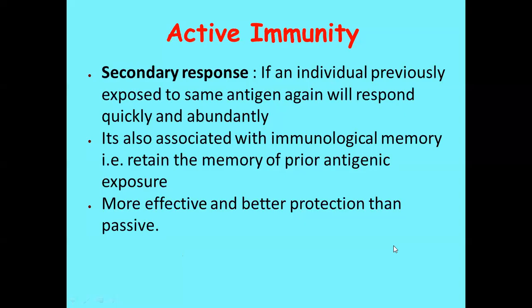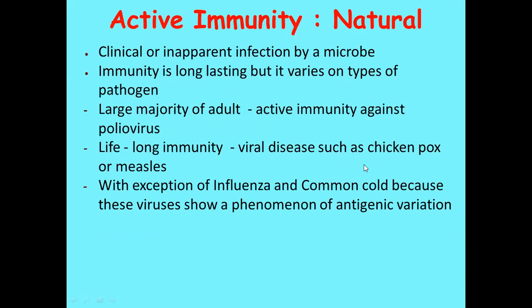It is also associated with immunological memory cells, but memory cells are not produced everywhere. It will be more effective and give better protection than passive immunity. That is why the preference always goes to active immunity. And passive immunity is the one that is for a short duration. Clinical or inapparent infection by a microbe, and immunity is long lasting. So here, what is active immunity?